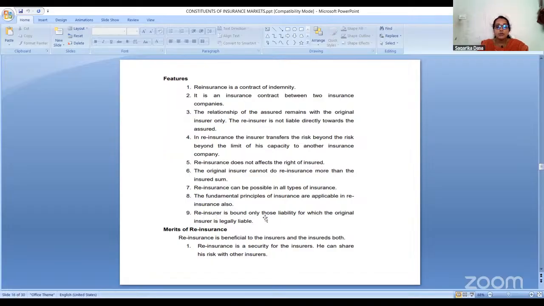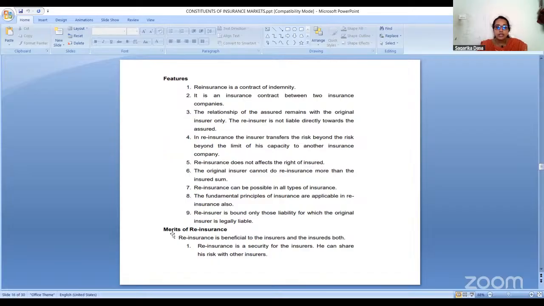Reinsurance is bound only to those liabilities for which the original insurer is legally liable. Now, reinsurance has a legal liability that is equal to the liability of the original insurer. These are the features of reinsurance.